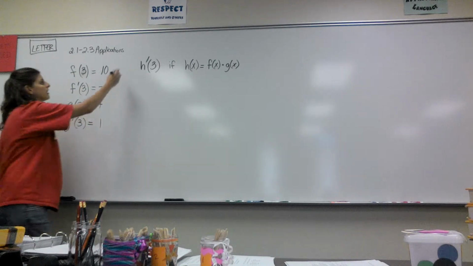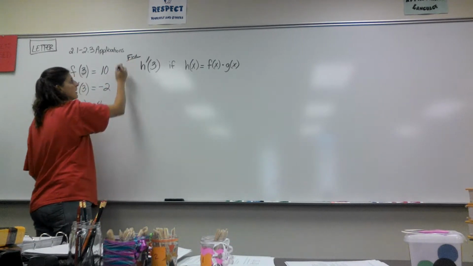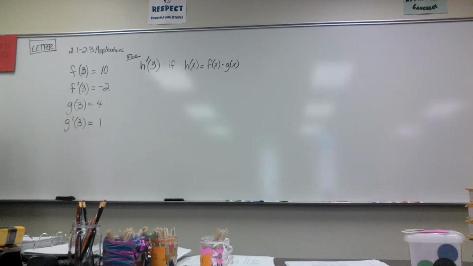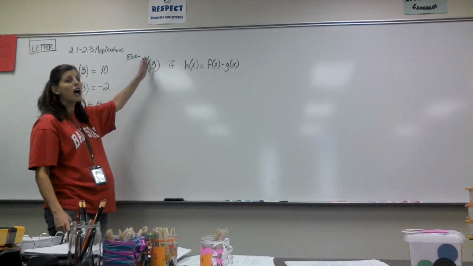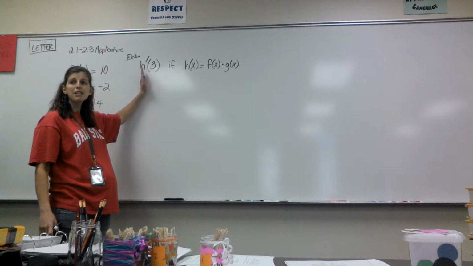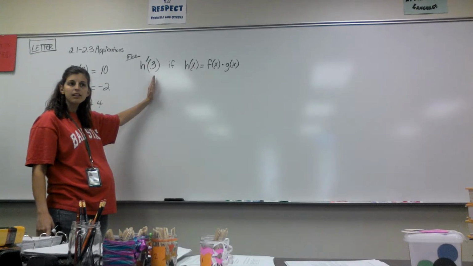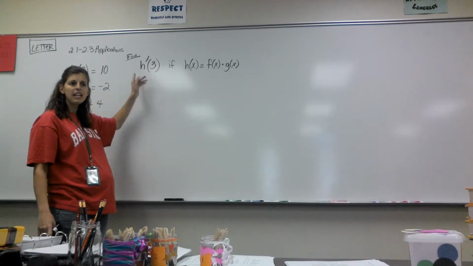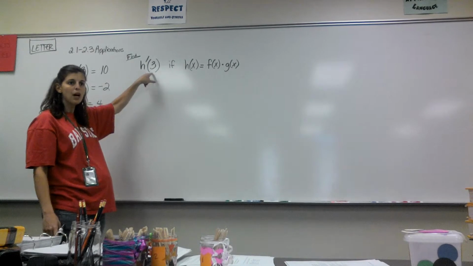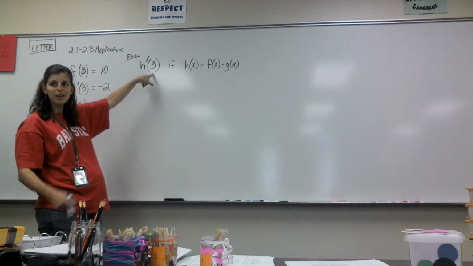So you want to know, find h prime of 3 if h of x equals f of x times g of x, and you have this information. In theory, I know that I need h prime of 3. That requires me to find h prime of x, right? If I need h prime of a number, don't I need h prime to plug that number into?